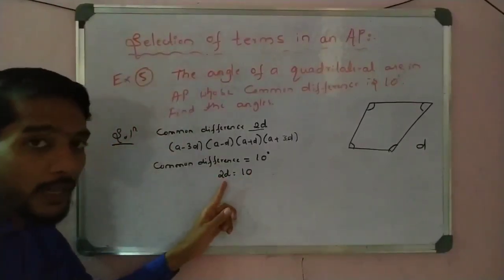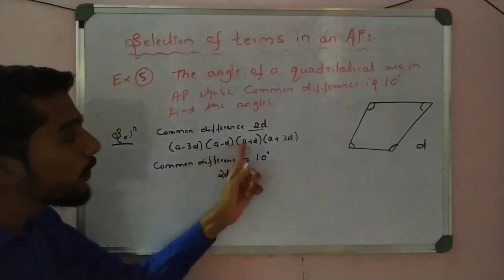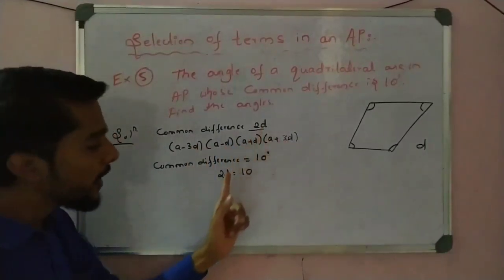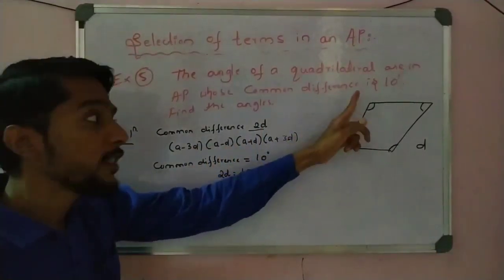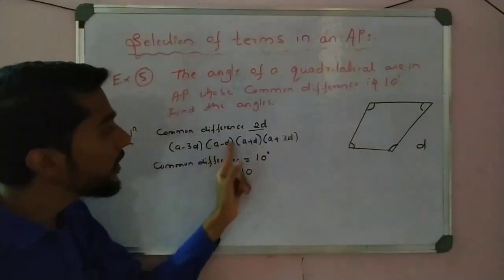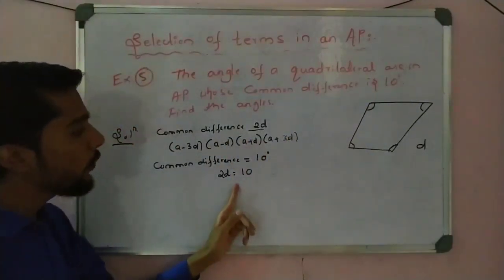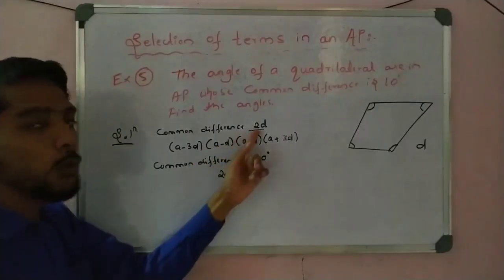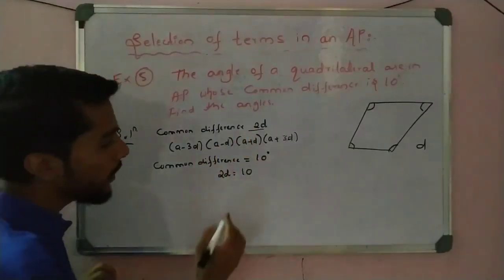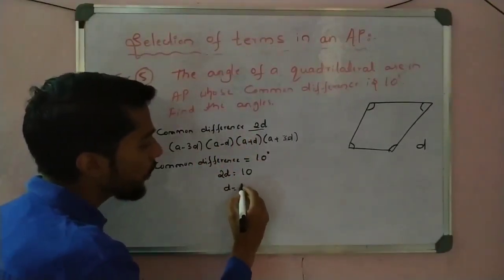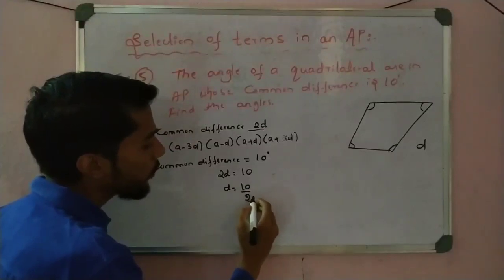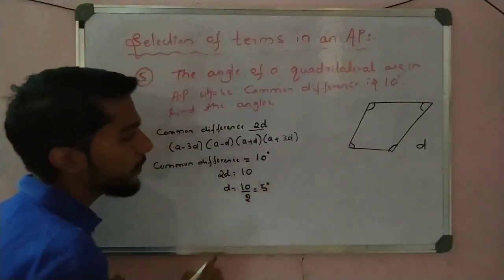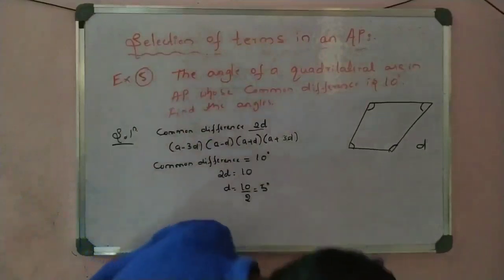Clear why I take 2d? Because in our terms we take the common difference is 2d. So that is 2d is given, actually it is, okay. As per question it is d, but when we take these terms we change that one, okay. So we get the difference between our terms is 2d. So it is 2d is equal to 10. So what is d here? So d is equal to 5 by 2. So we get d is equal to 5 degree. Clear? Okay.